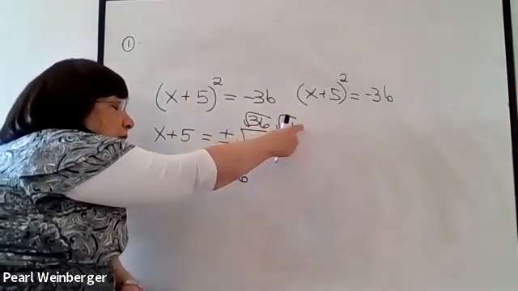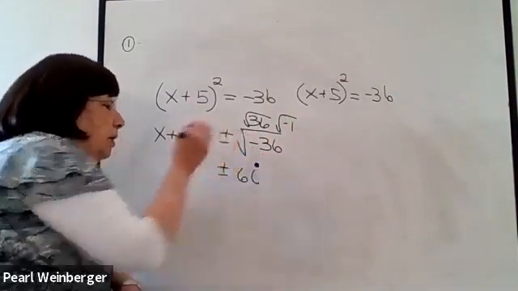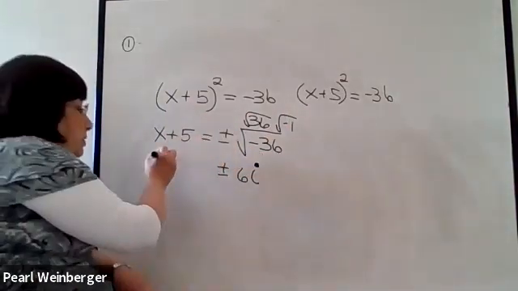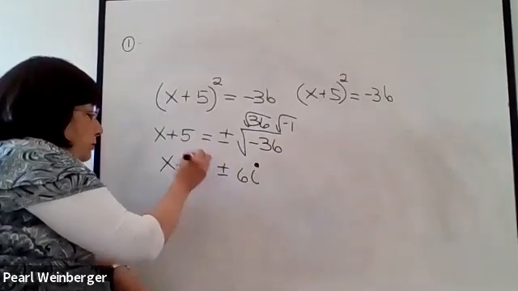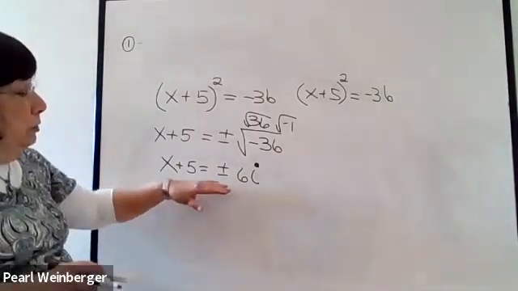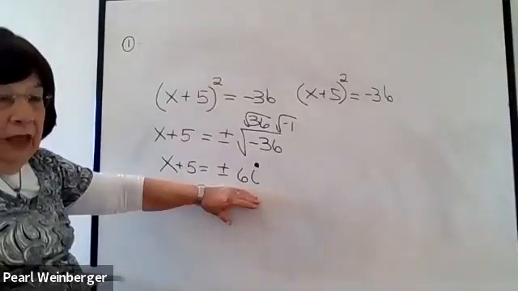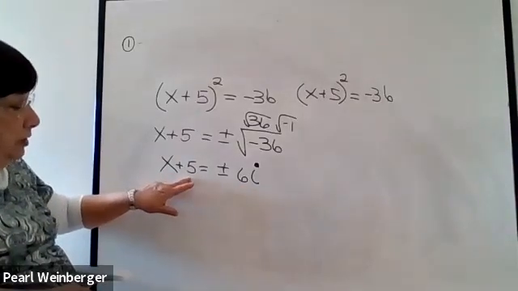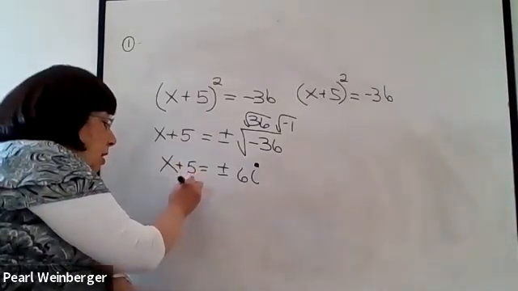And the square root of negative 1 is our famous new number i. So this comes out to be that x plus 5 equals plus or minus 6i. And to finish this, I want to get the 5 to the other side to get the x alone.